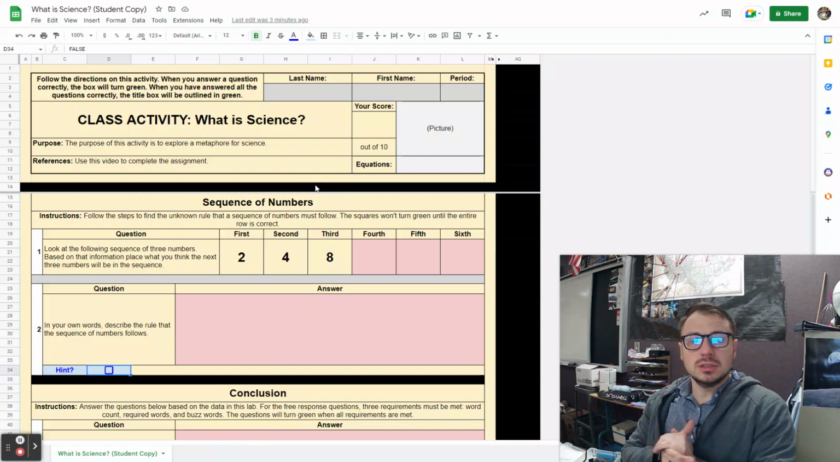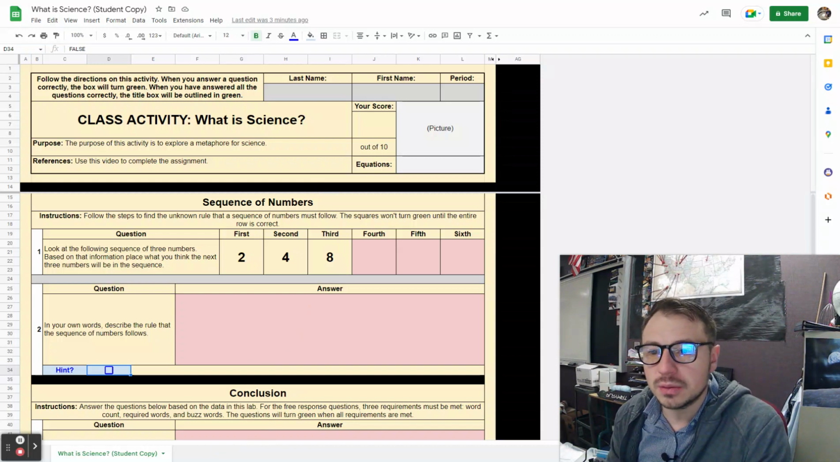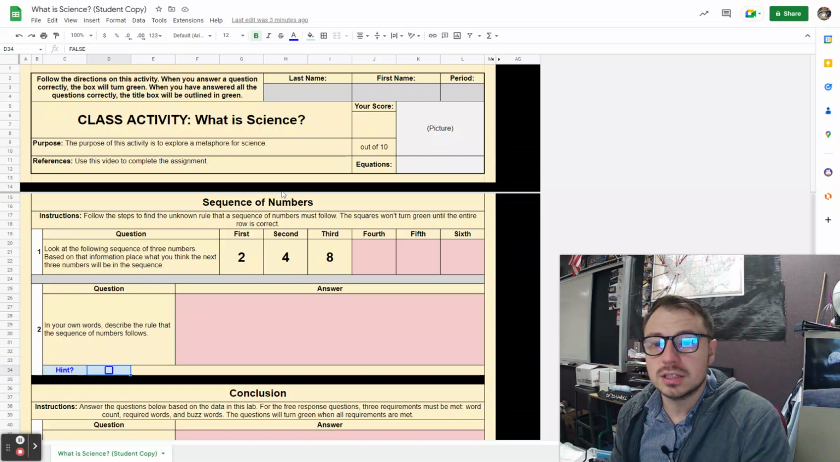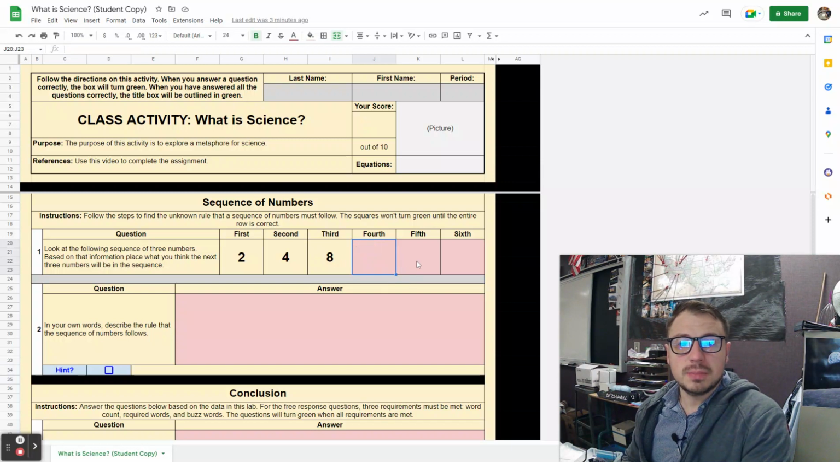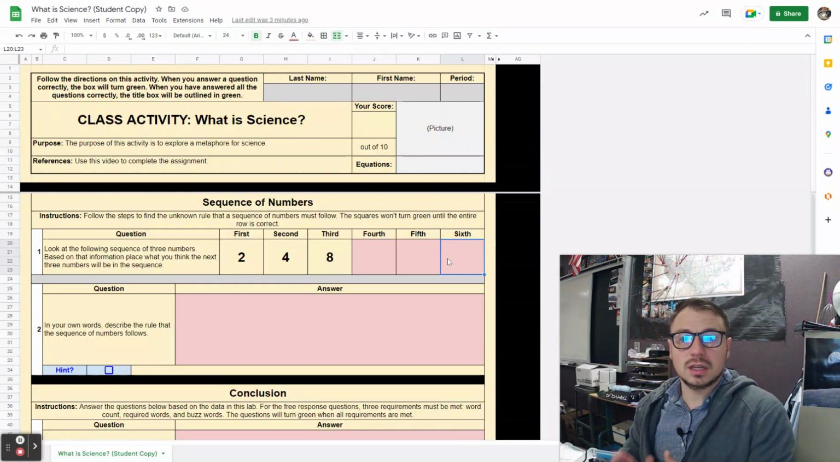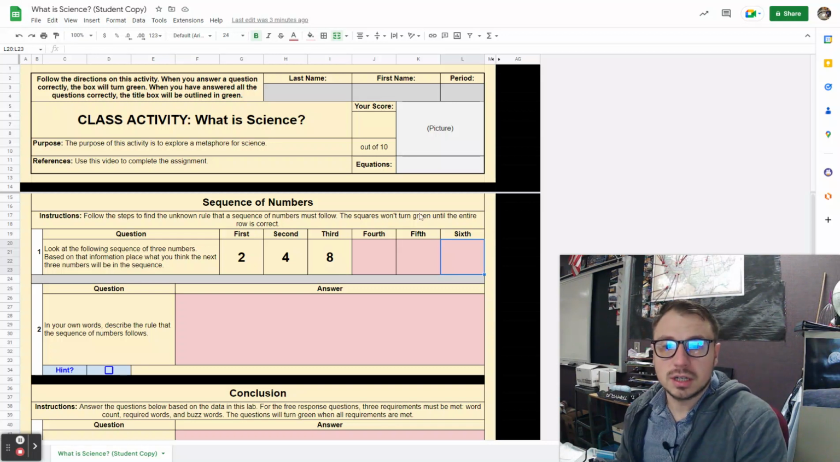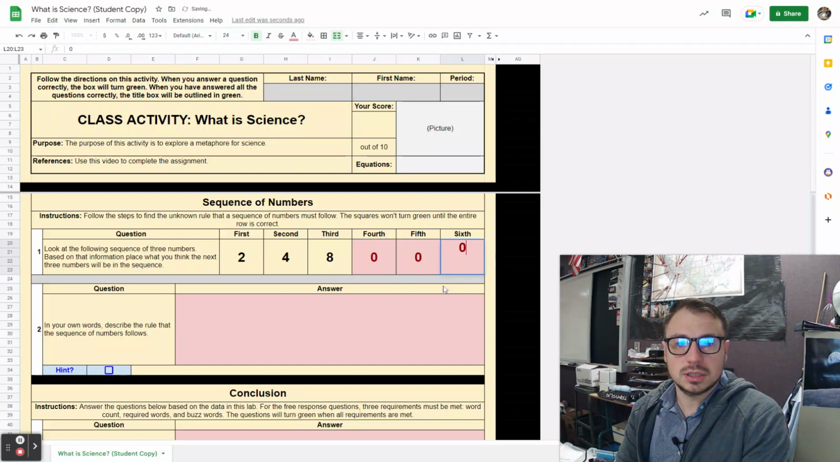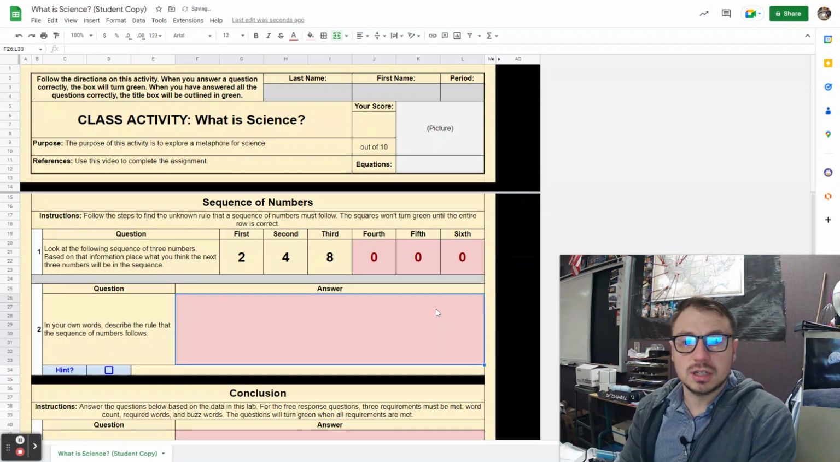So the sequence of numbers, right? Let's just look at that first one. Look at the following sequence of 3 numbers. Based on that information, place what you think the next 3 numbers will be in the sequence. So notice that these boxes are red. Well, if you get these 3 correct, if you guess the next 3 numbers in the sequence, then it will turn green. So I'll just put like 0, 0, 0. Right? So those are not the next 3 numbers.